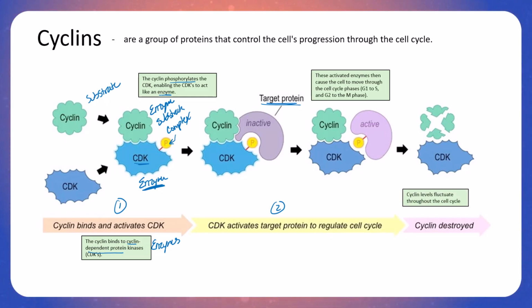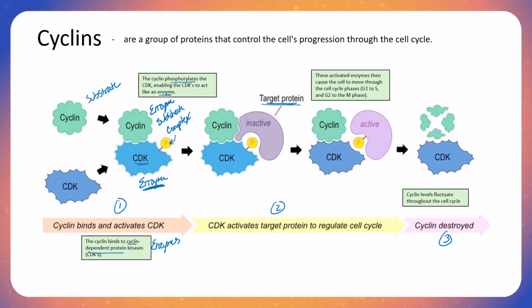And then in step three, cyclin levels fluctuate throughout the cell cycle because the cyclin will be destroyed. The only thing the cyclin is produced to do within your cells is to fluctuate in concentration. So as cyclin concentration goes up, its collisions naturally are going to increase, and it's going to increase the CDK activation rate. And once you use them, then you destroy them and you produce new ones.